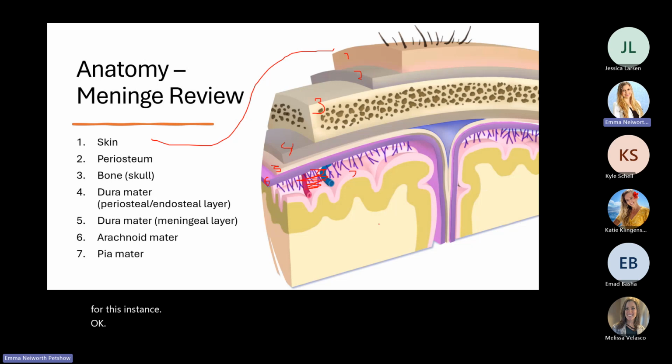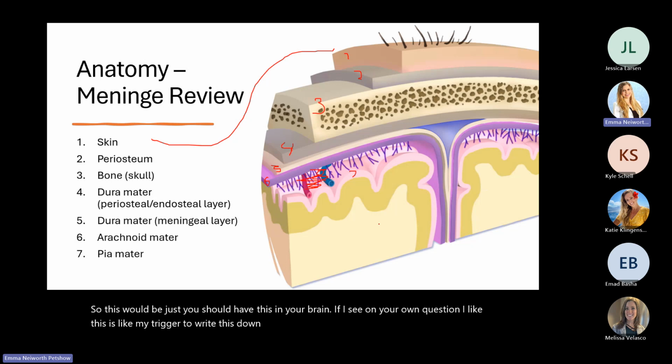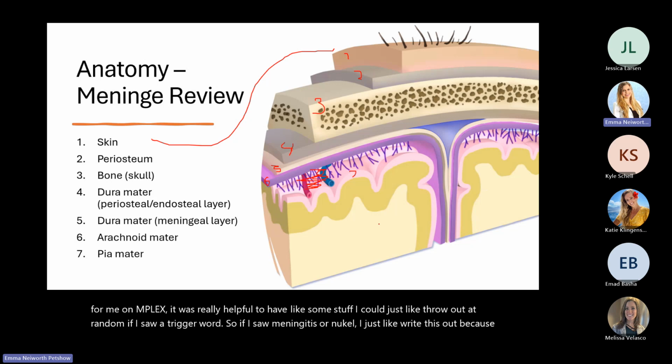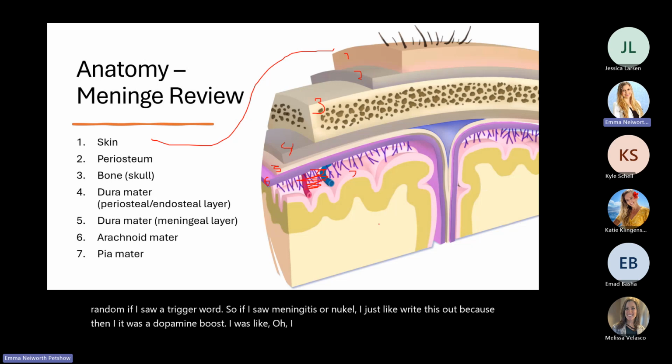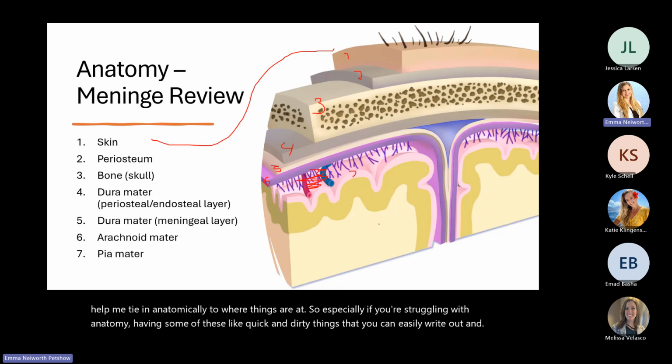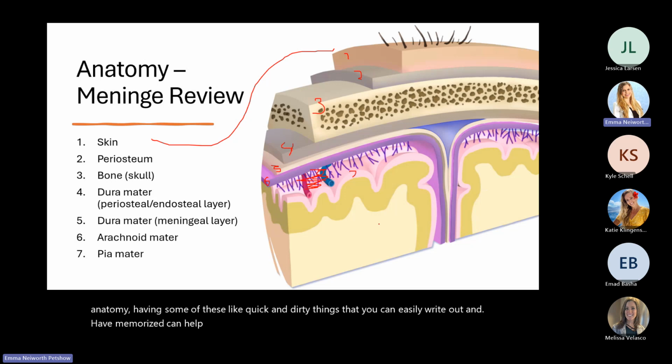This you should have in your brain. If I see a neuro question, this is my trigger to write this down in order, however it works for you. Sometimes for me on NPLEX, it was really helpful to have some stuff I could just throw out at random if I saw a trigger word. So if I saw meningitis or nuchal, I just write this out because then it was a dopamine boost. I was like, oh, I know something. And it also could help me tie in anatomically to where things are at. So especially if you're struggling with anatomy, having some of these quick and dirty things that you can easily write out and easily have memorized can help place you in questions and help ground you in your space.